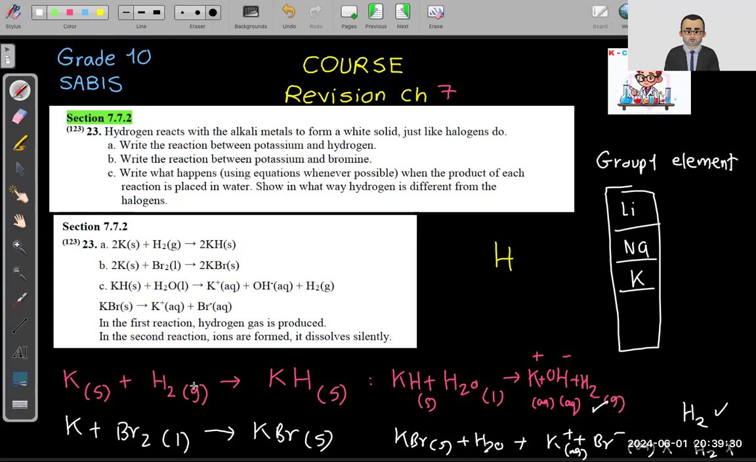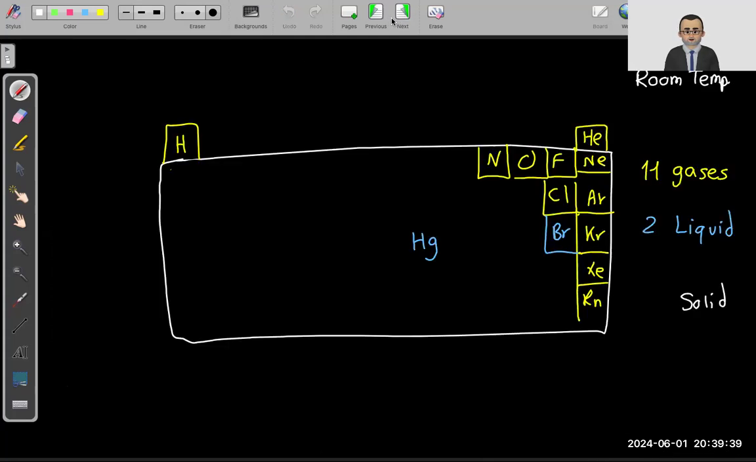So again, what is the product of potassium with hydrogen and potassium with bromine, and the product is again added to water. What is the result in every one of them has to be memorized.